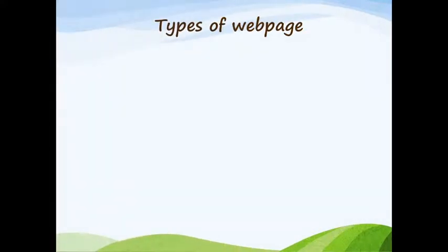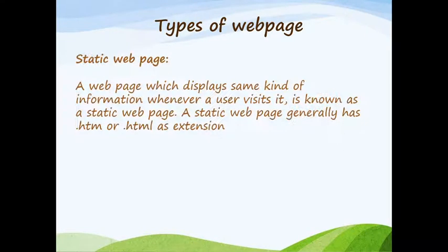Next, we will see the types of web page. There are two types of web pages, that is static web page and dynamic web page. A static web page is a page that is coded in HTML and displays the same information for every visitor. The content of a static web page does not change unless it is manually updated by the webmaster.